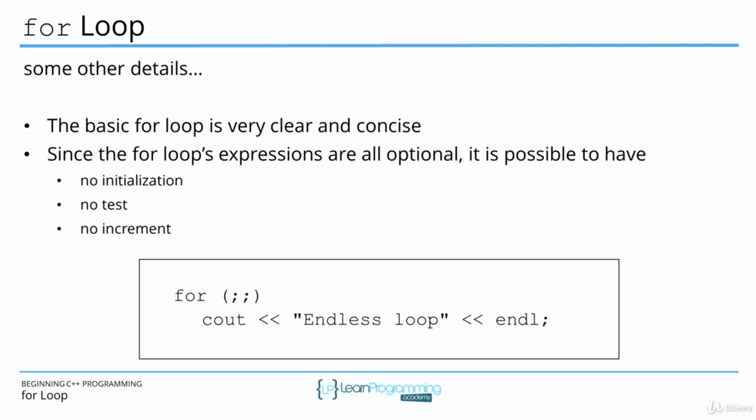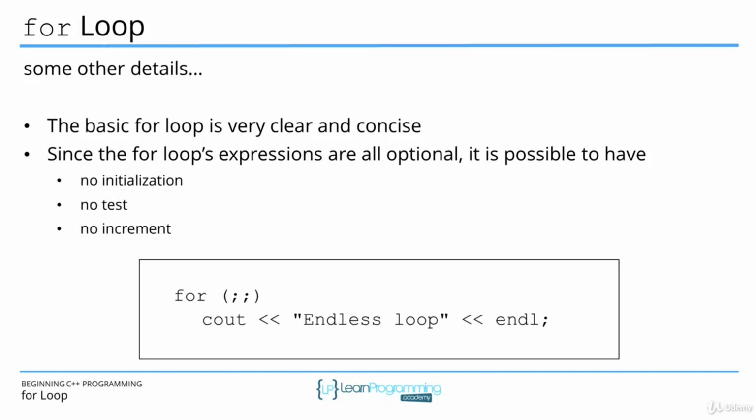But since the expressions are all optional, it's possible to have all sorts of variations. You could even have a for loop with just the semicolons in the parentheses. This is by definition an endless loop. Best practice and pro tip, don't write for loops with missing expressions and complicated expressions with comma operators. The example I showed is simple and understandable, but if you find that you're omitting expressions, then consider using one of C++'s other loops.